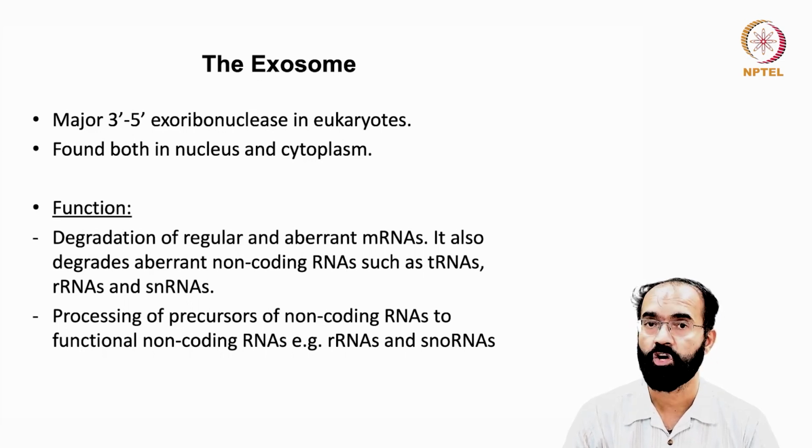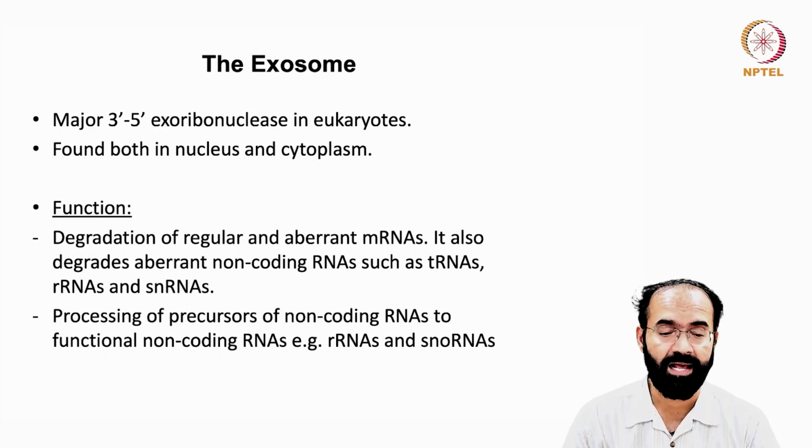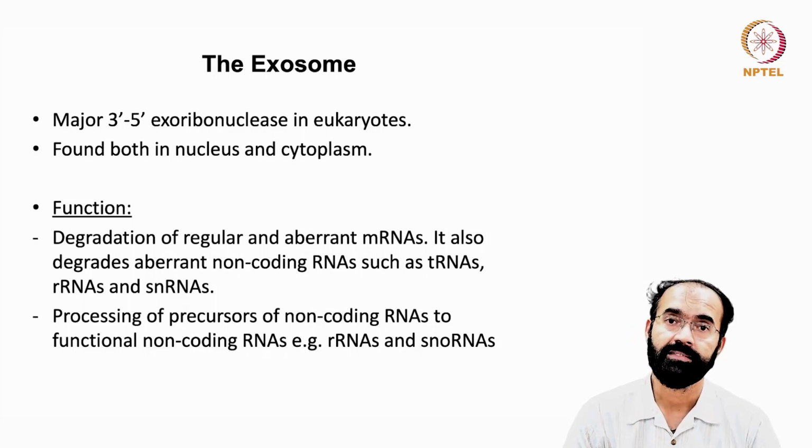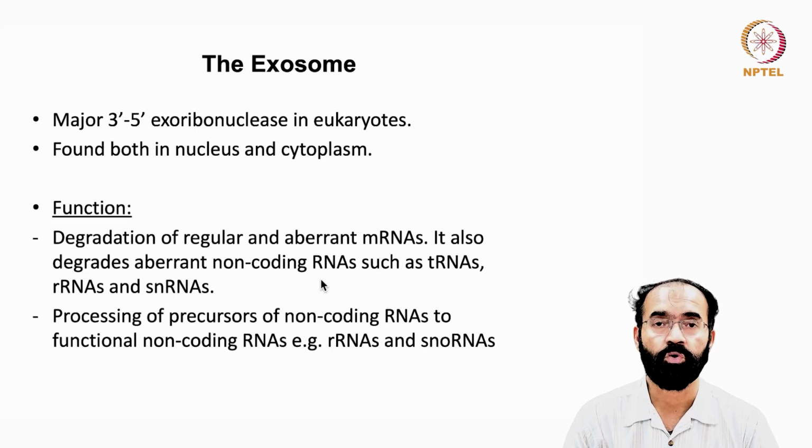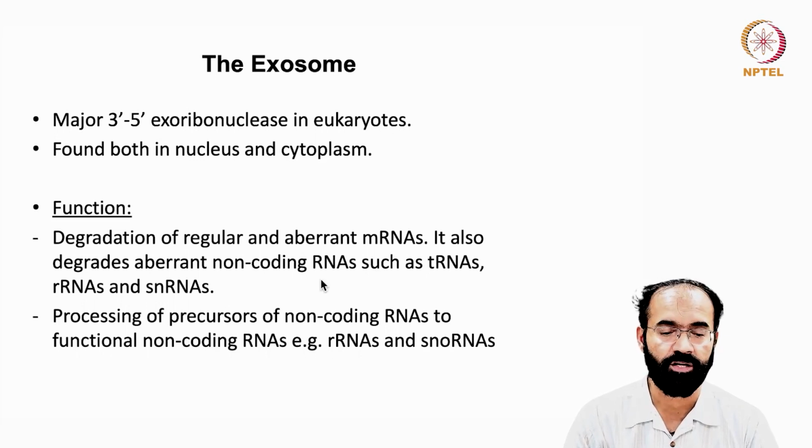Regular mRNA, once the job is done. Aberrant mRNA should be prevented from doing its job, because it's aberrant, it has to be degraded instantaneously. So it is not biased towards a particular species of RNA. Normal, after doing its job, has to be degraded, and abnormal has to be degraded immediately. So it also degrades aberrant non-coding RNAs such as transfer RNA, ribosomal RNA, and snRNA, spliceosomal RNA. It's not handling just mRNA, it can handle other non-coding RNAs also. Non-coding means it is not coding for any protein, that is the meaning of non-coding.